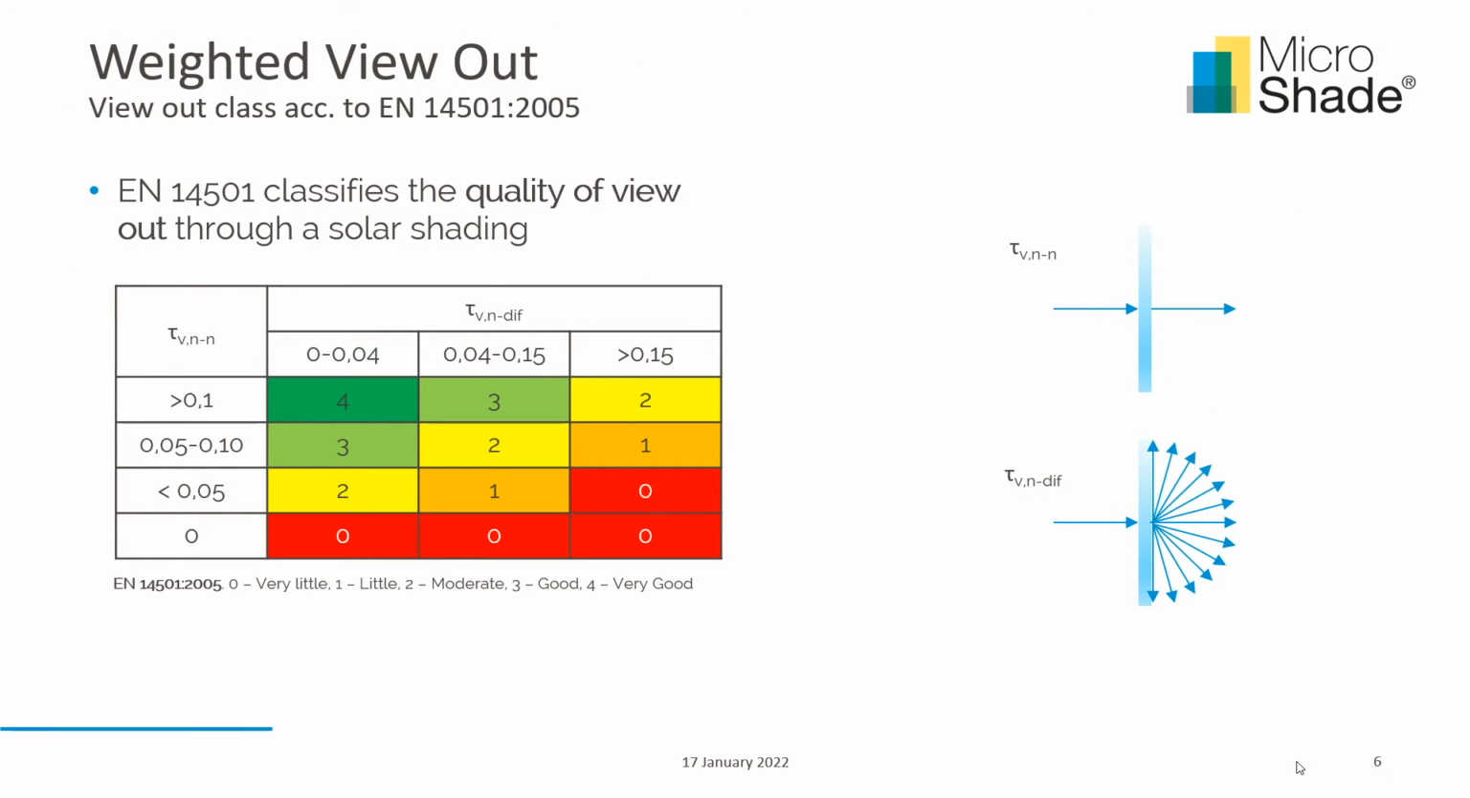In order to calculate the weighted view out, we first of all need to look at the view out class for the shading that we want to consider. The view out class is found in the European standard 14501, and it varies between 0, which is very little view out, to 4, which is a very good view out. The view out class you need to get from the manufacturer of the shading device that you're considering.